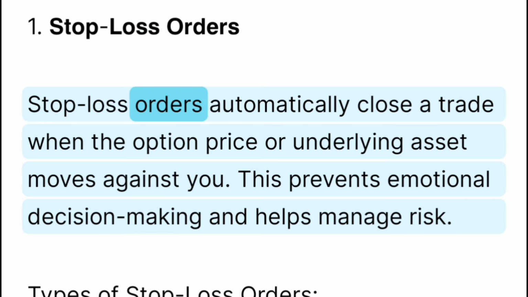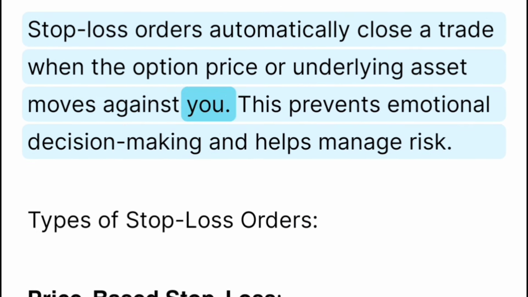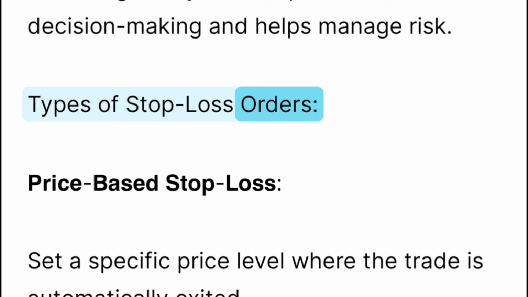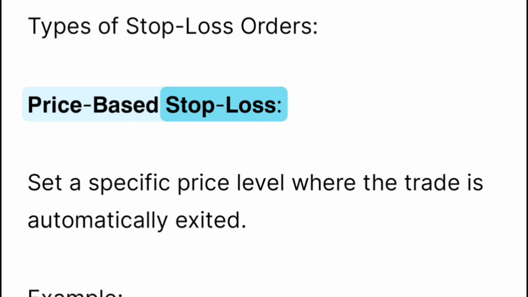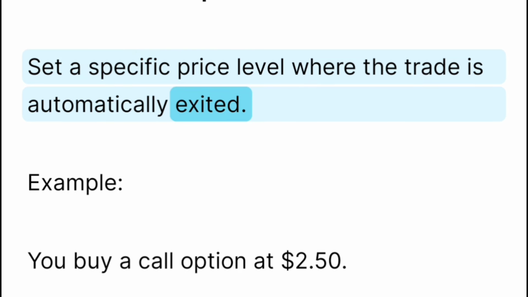Stop-loss orders automatically close a trade when the option price or underlying asset moves against you. This prevents emotional decision-making and helps manage risk. Types of stop-loss orders. Price-based stop-loss. Set a specific price level where the trade is automatically exited.